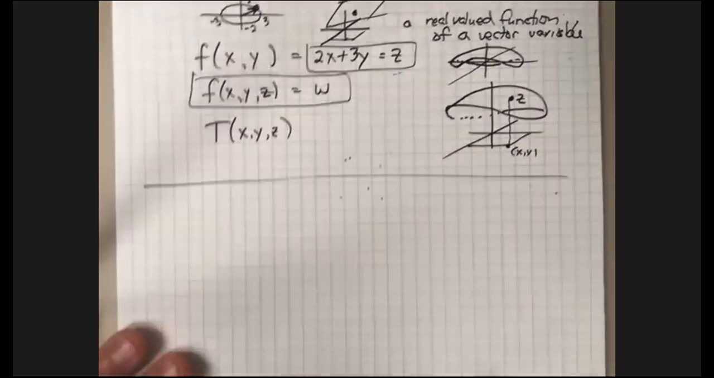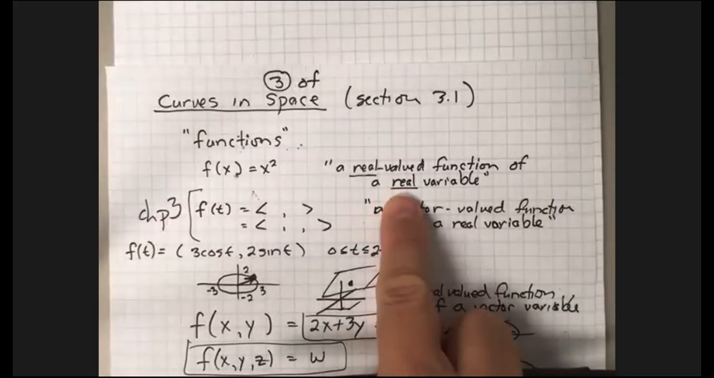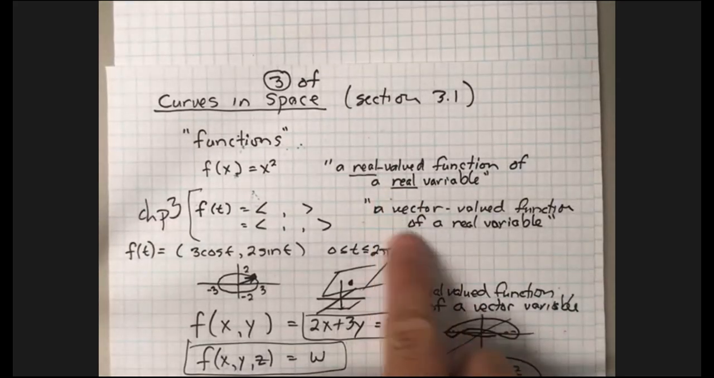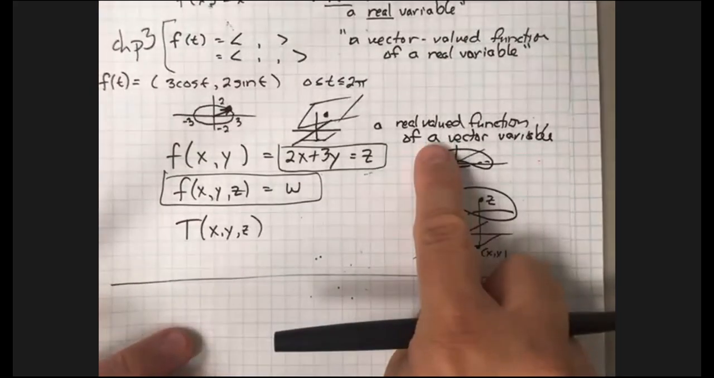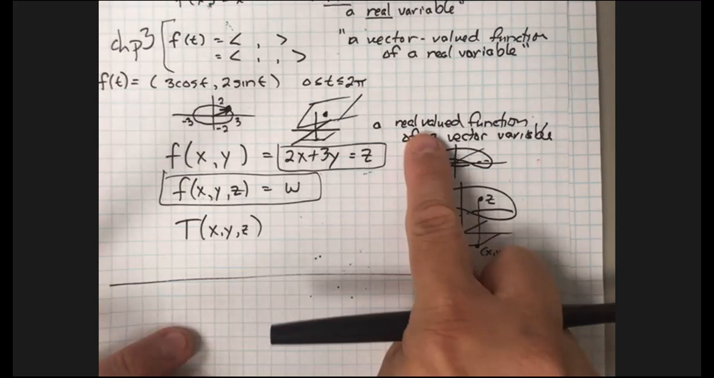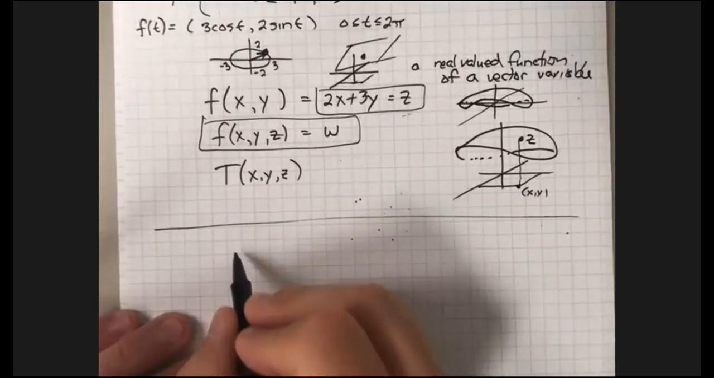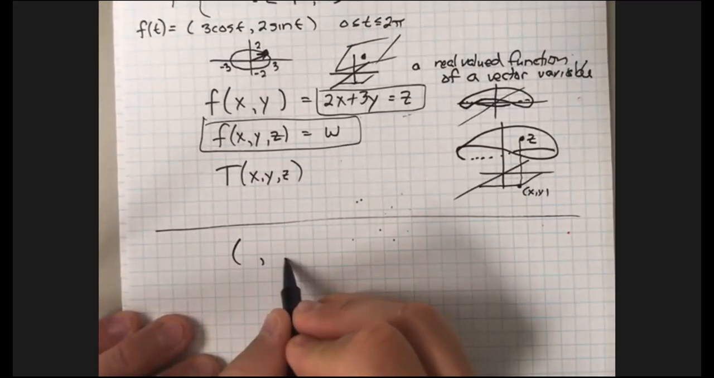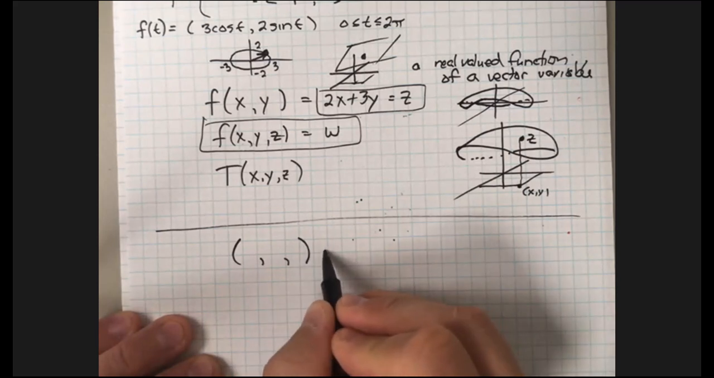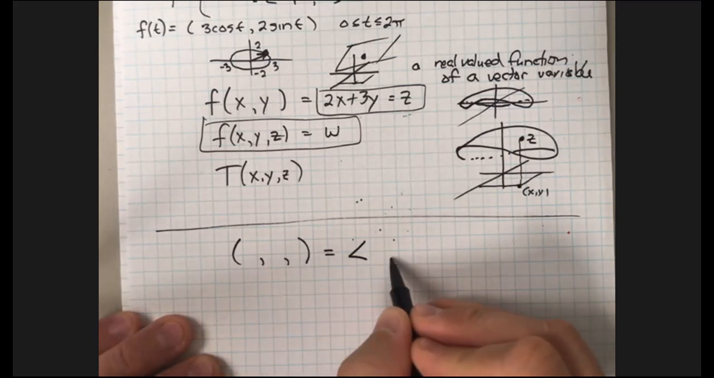Okay, what do we got? Real number in, real number out. Real number in, vector out. Vector in, real number out. I guess what would be the ultimate? The ultimate would be if I put a vector in and got a vector out.